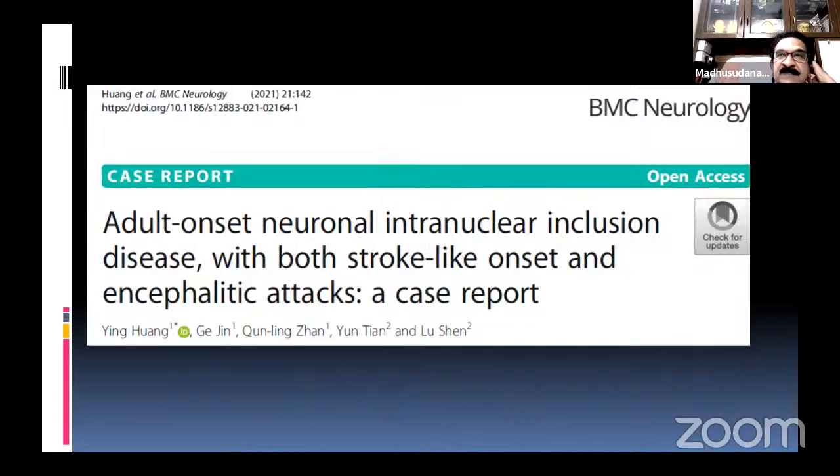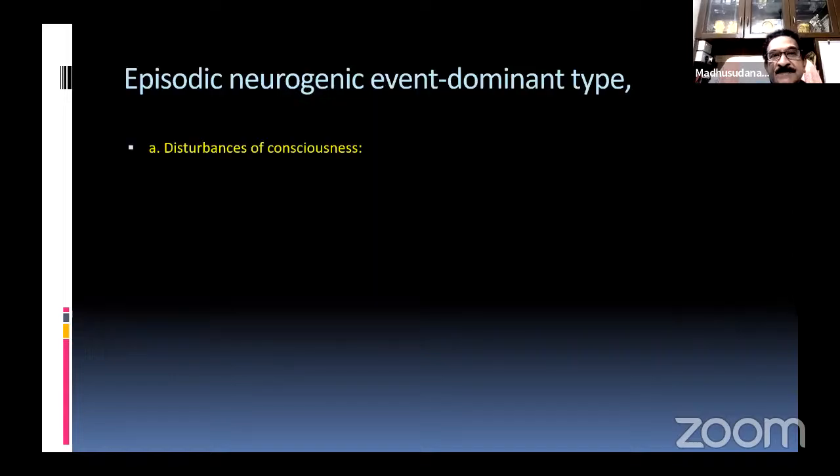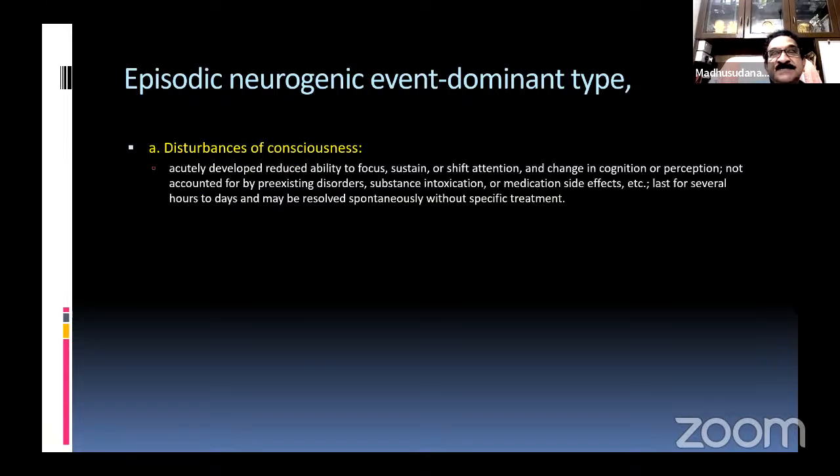And they can present like stroke-like onset encephalitic attacks. This is the case report. One of the presentations is the episodic neurogenic event dominant type. How do they present? Let us see. Disturbance of consciousness, unconsciousness: acutely developed reduced ability to focus attention, even loss of consciousness, lasting for several hours to days, and may resolve spontaneously without any specific treatment, just like our patient.